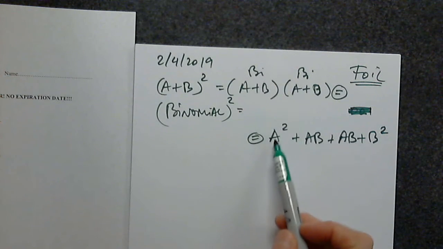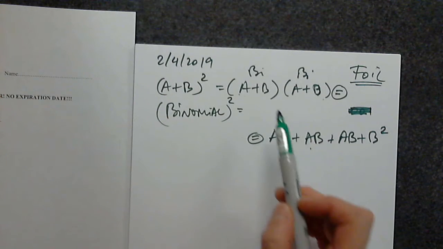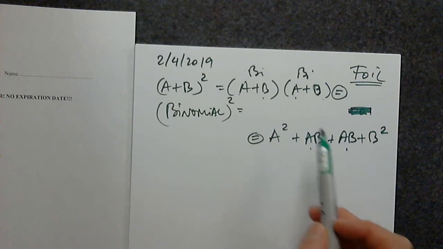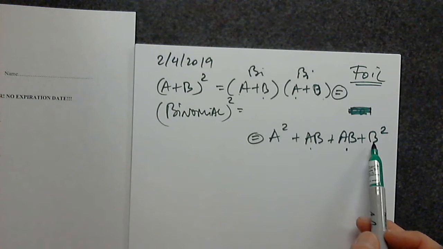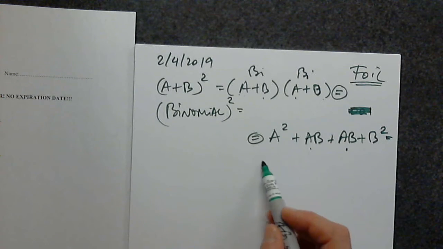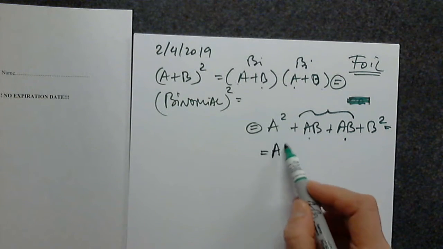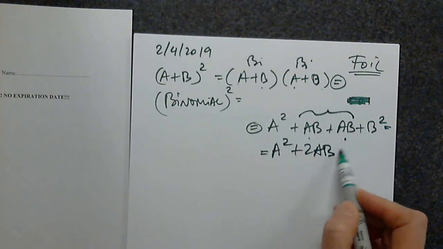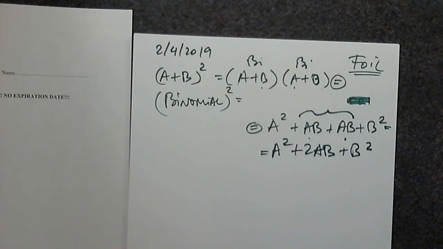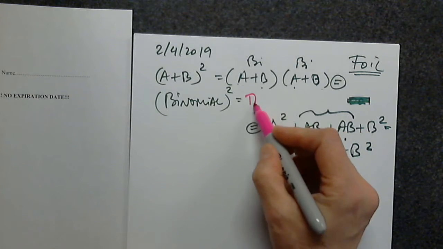I understand everything you're doing, I think. So a times a is a squared, a times b is ab, b times a is ab, and b times b is b squared. Please stop me if you have questions. Okay, so now we combine these two because they are like terms. So a squared plus 2ab plus b squared. So then a binomial squared has how many terms? Just two, right? Let's look. How many terms? Oh no, it's three. Three terms. So it's a trinomial.